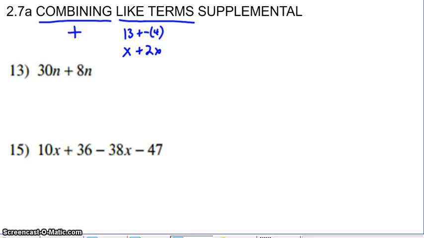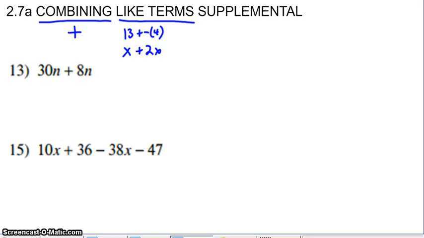Alright, what I'm going to do in this video is just go over a couple problems with you guys to help assist you with combining like terms. The first question, number 13 here, this is again supplemental, so you won't see the exact same problem but similar ones. So we have 30n plus 8n.